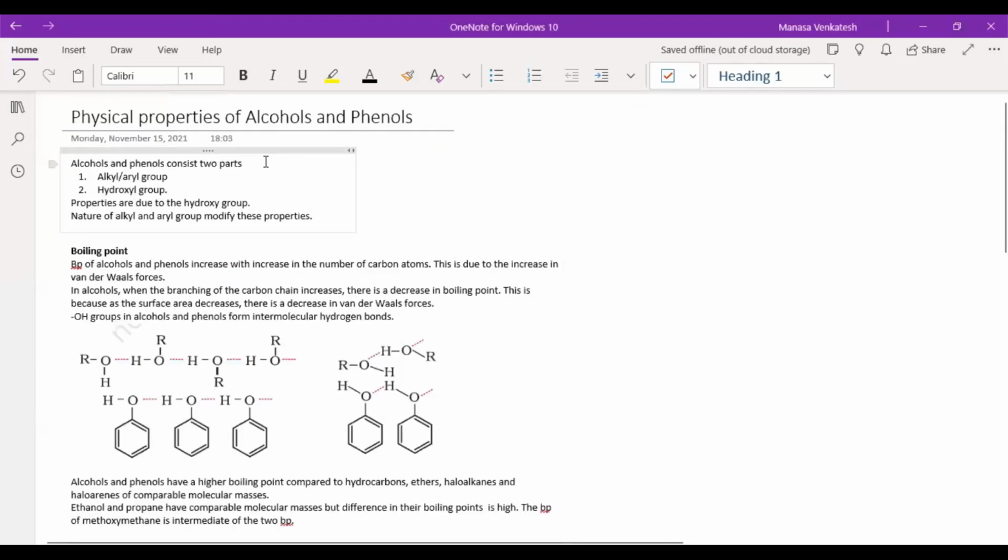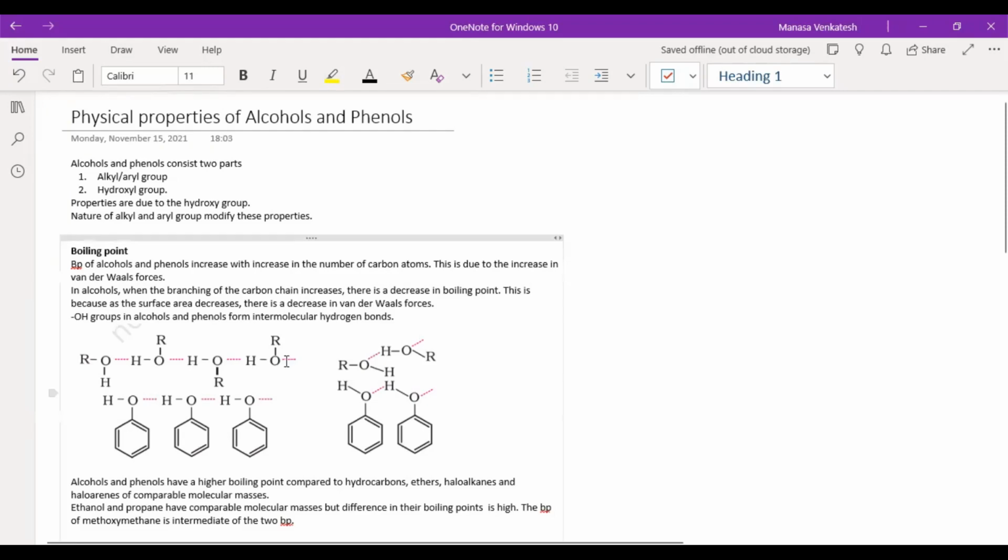Let's learn about the structures, or rather the physical properties, of alcohols and phenols. Alcohols and phenols consist of an alkyl or an aryl group. If you're talking about alcohols, it's an alkyl, and phenols have an aryl group and a hydroxyl group. So the properties of alcohols and phenols are due to the presence of the OH group, and the nature of the alkyl and the aryl group will change the properties of alcohols.